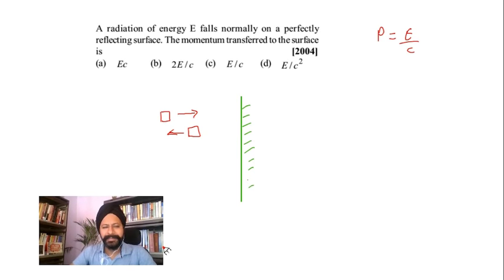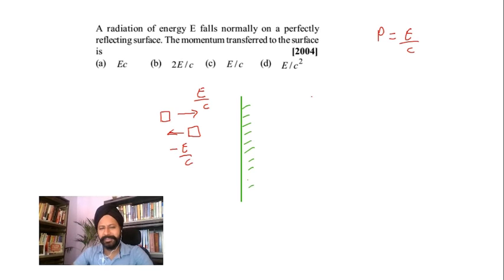So what is the momentum of this? E by C. What is the momentum of this one? Many students make the mistake here and they say okay, this will also be E by C, because it's going back with the same momentum. But this is negative E by C, because look, the direction has changed now, right?